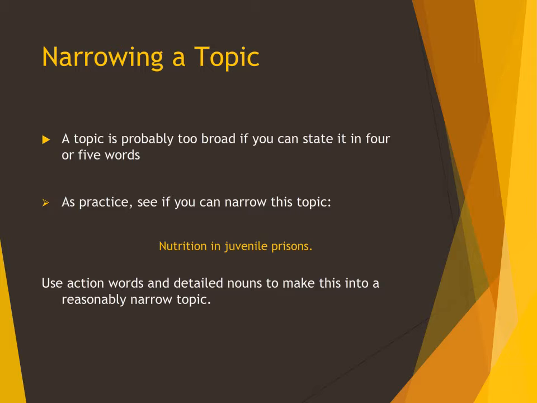Once you have a topic, you need to narrow it down even more to come up with a research question. Generally, a topic is too broad if you can state it in 4 or 5 words. For example, nutrition in juvenile prisons is too broad. Can you think of ways to use action words and more detailed nouns to narrow this broad topic into a suitable research question?